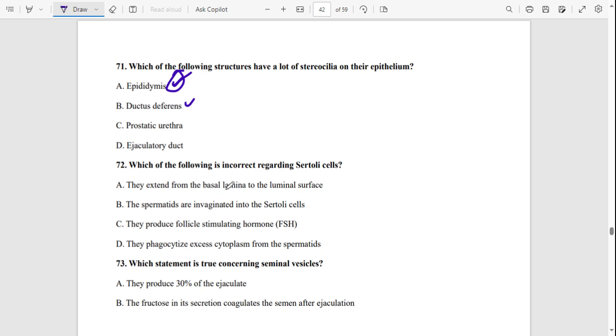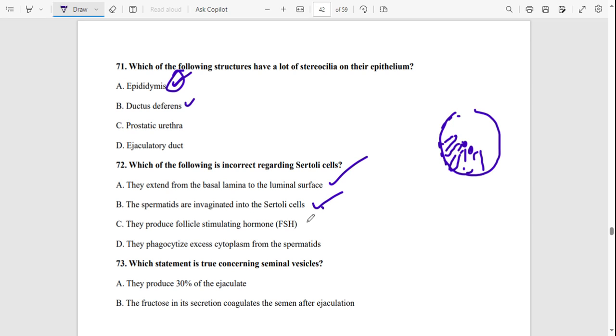So they extend from the basal lamina to the luminal surface. This is true. When you look at the seminiferous tubules, at the bottom you are going to have the Sertoli cells which go like that. They are long cells, alright? The spermatids are invaginated into the Sertoli cells. Yes, the spermatids are going to be found within the Sertoli cells. Spermatids are sperms, which of course have differentiated, but they are not fully functional.